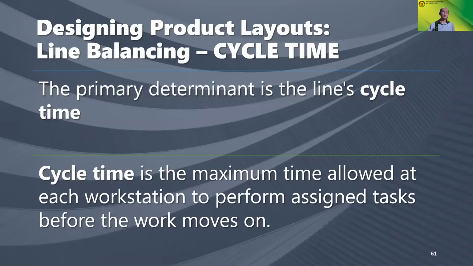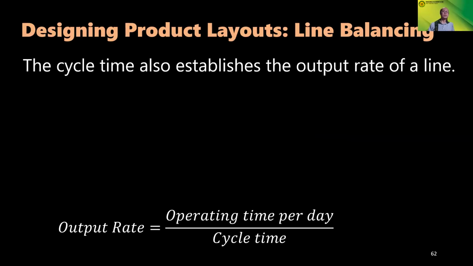The next step is to determine the cycle time. Okay? Why? Because the primary determinant in the lines, in line balancing, is the line's cycle time. What is cycle time? Cycle time is the maximum time allowed at each workstation to perform assigned task before the work moves on. Okay? The cycle time also establishes the output rate of a line. For instance, if the cycle time is 2 minutes, units will come off at the end of the line at the rate of 1 every 2 minutes.